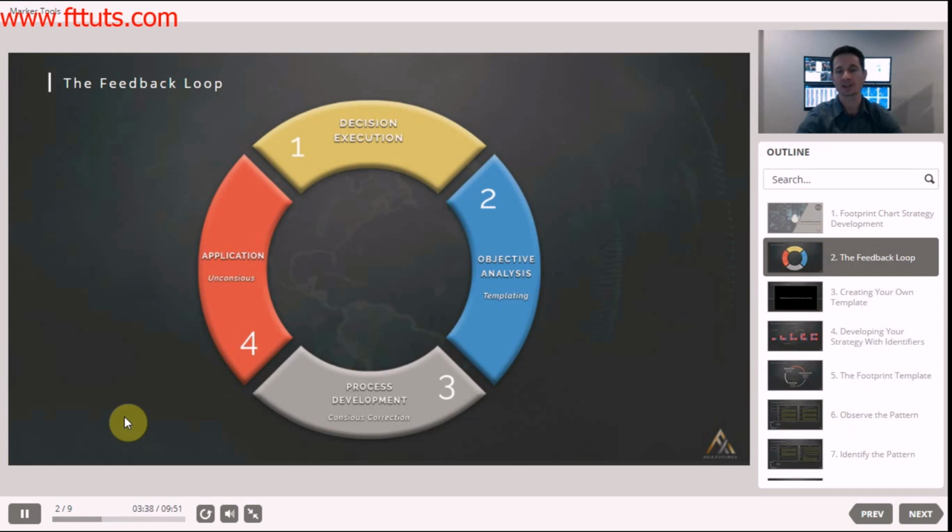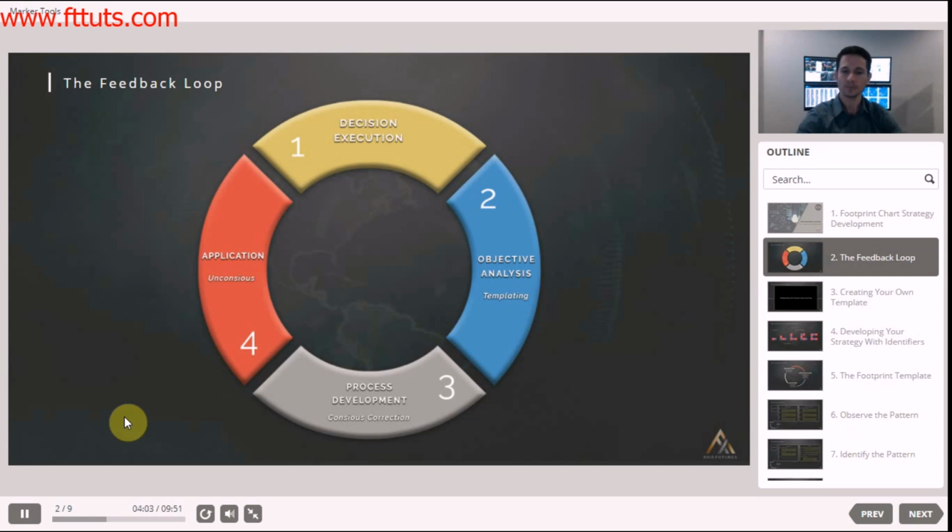Now, the first is an objective fact-based analysis. We're going to spend a lot of time developing a fact-based analysis of the footprint charts. I'm going to show you with the use of a template how you want to be analyzing every single one of your strategies in an objective fact-based manner. Now obviously that objective analysis would be our first input.